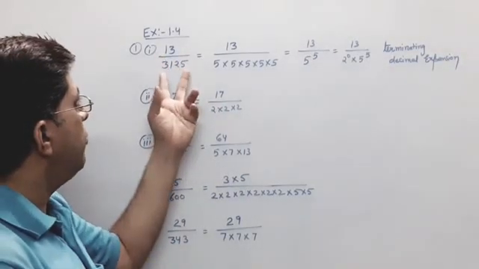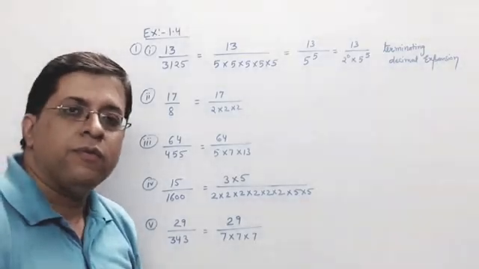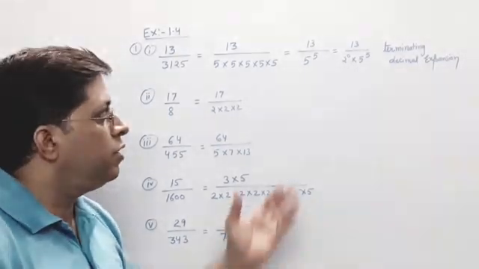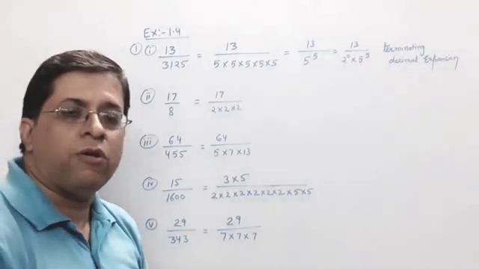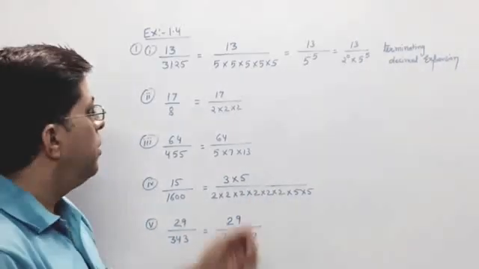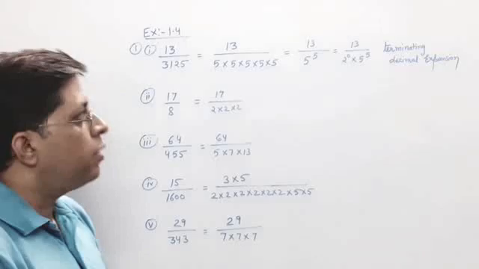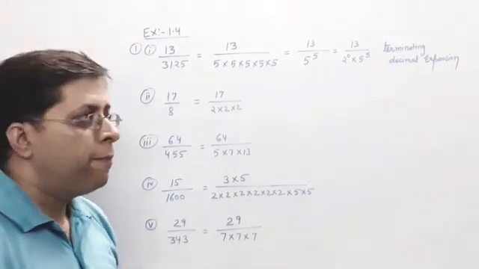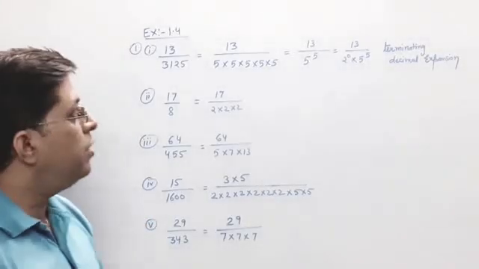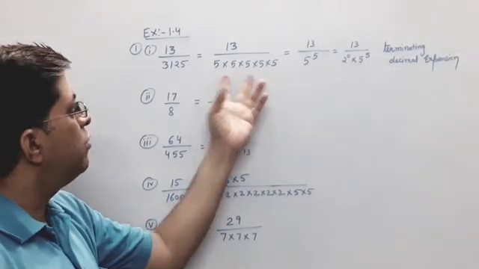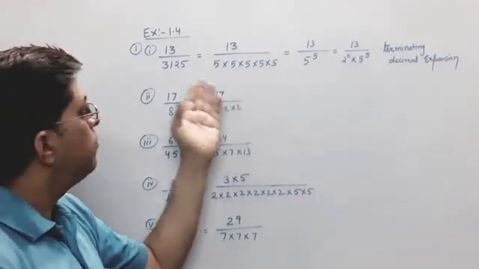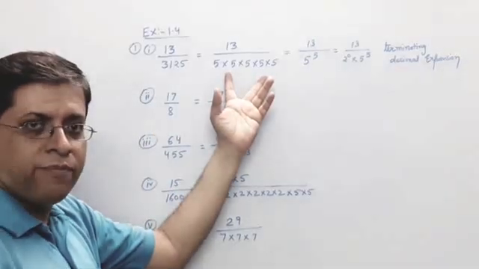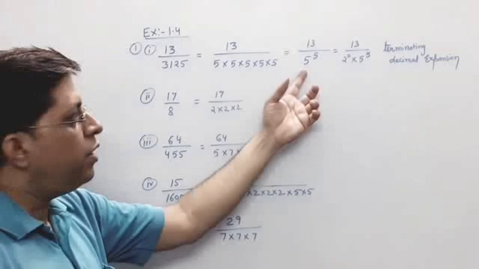You have to check this: 13 upon 3125, this rational number, is it a terminating decimal expansion or not, without any long division? We have one method. See here, I am taking the prime factors of the denominator. The prime factors of 3125 are 5 power 5. This is 5 power 5.